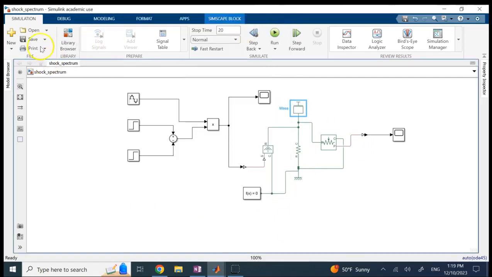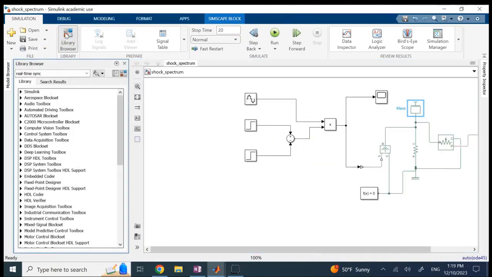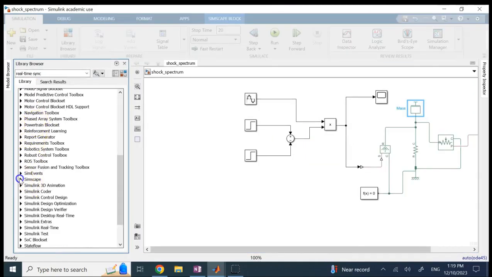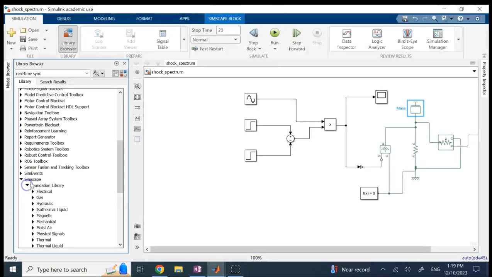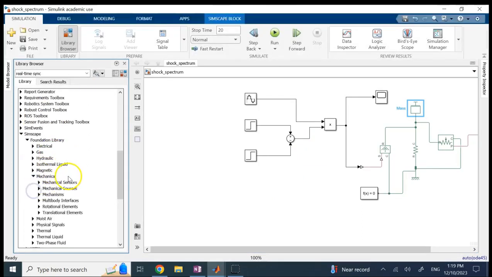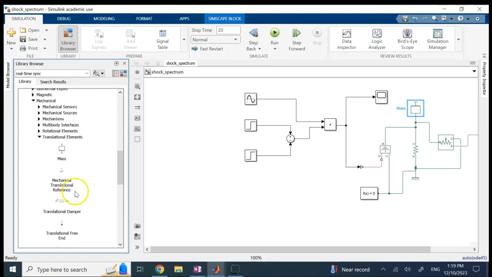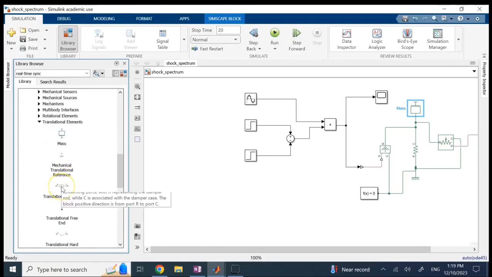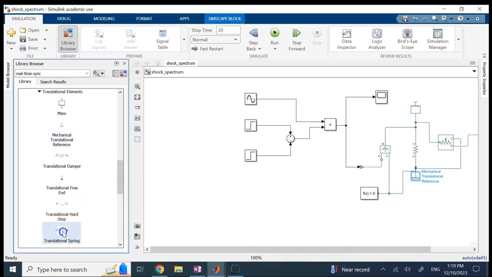So what you need to do is go under Simscape, right here, then go to Foundation Library, then Mechanical, and then Translational Elements. You can find mass. If you need a damper, you can find it. You need a reference for mechanical translation, a point that does not move, a wall or something, right? So that is this guy, and you need the spring, which is this one.